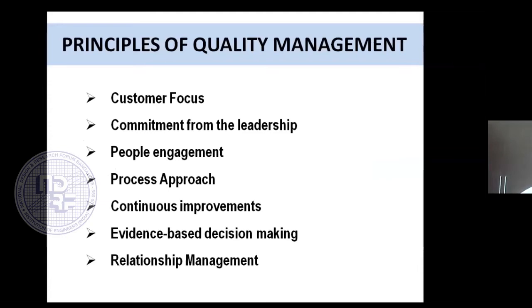These are the seven principles. One is customer focus, commitment from the leadership, people engagement, process approach, continuous improvement, evidence-based decision making, and relationship management. Customer focus means obviously for any organization to survive, the customer has to return, come back to the organization to buy its product or services. So the very reason that the business sustains is because of the customer. So the customer should be the primary focus of any business.